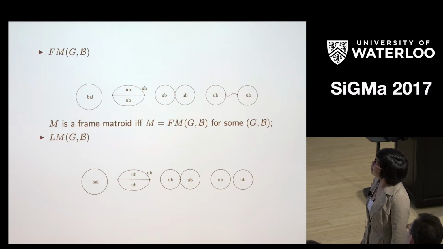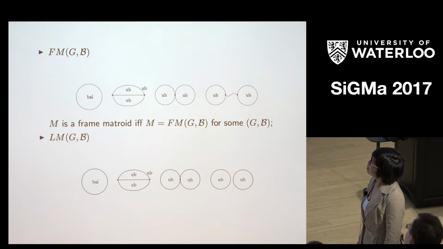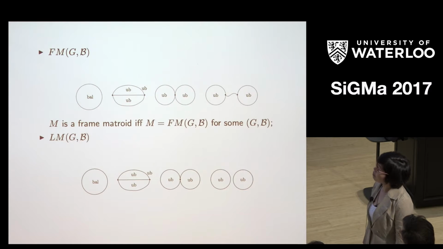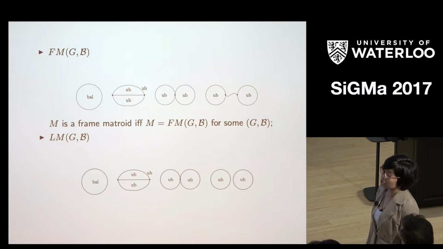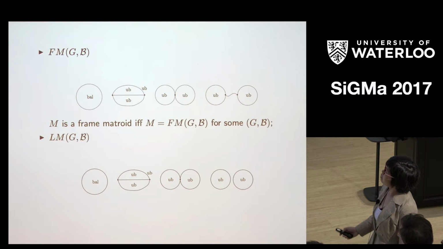The other kind of matroid is denoted by LM(G,B). There also the ground set is the edges of the graph. And the circuits consist of 4 kinds of structure.